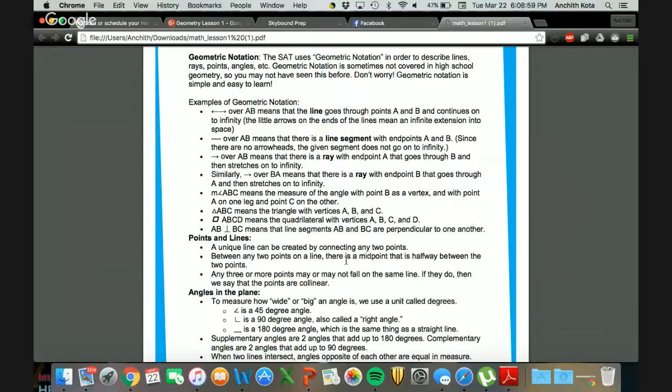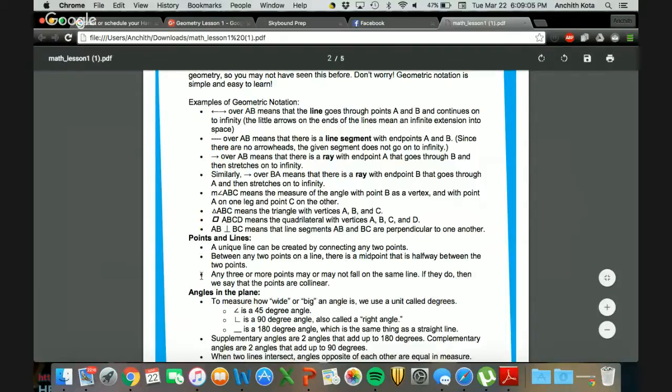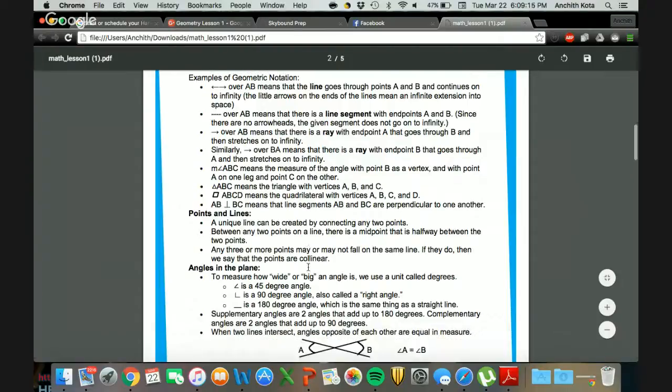Any 3 or more points may or may not fall on the same line. If they do, then we say that the points are collinear. So for example, these 3 points right here, you can draw a line between them, right? So they would be considered collinear. Now, if this one was shifted to the left a little bit or to the right a little bit, then you wouldn't be able to draw a line between them. So you would say they're non-collinear.